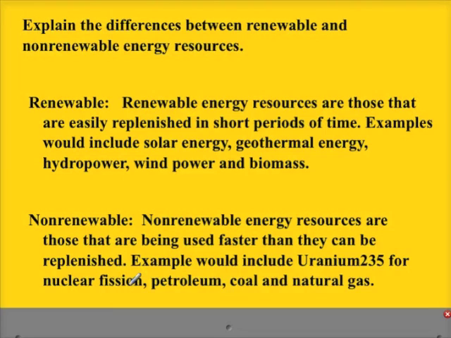Here's a good way of looking at it. Non-renewables cannot easily be replenished in our lifetime. It's going to take many, many more years than that to happen. Once uranium is gone, it's gone. Petroleum would take many, many years. Some scientists are saying millions of years to replenish.